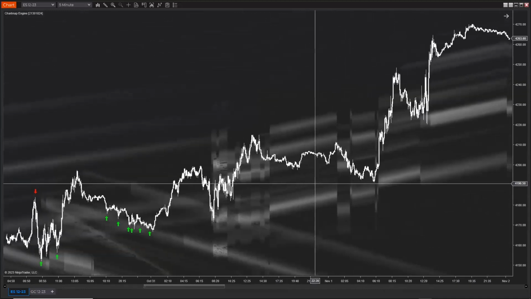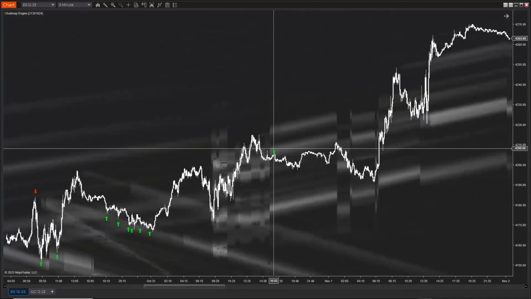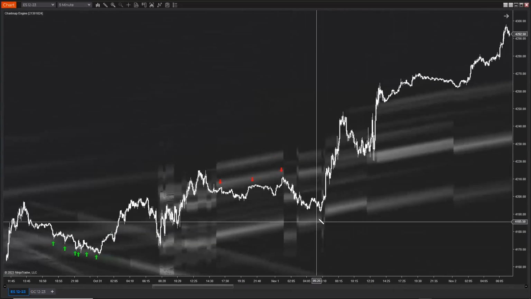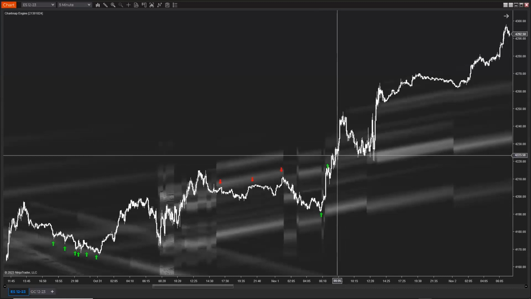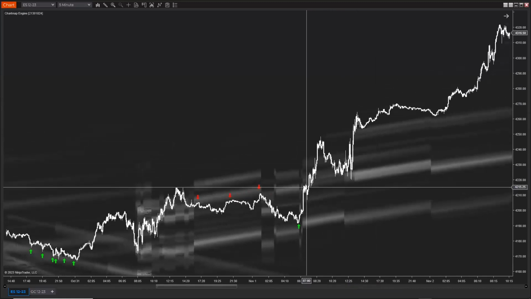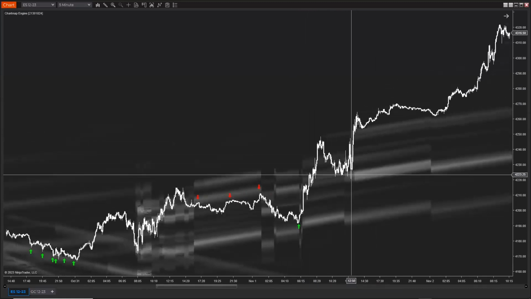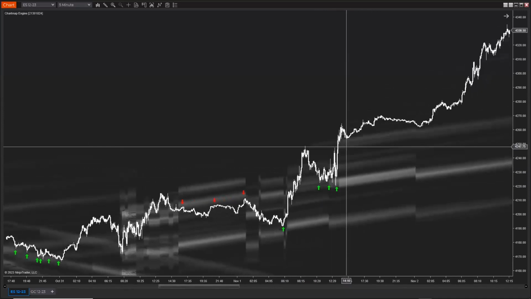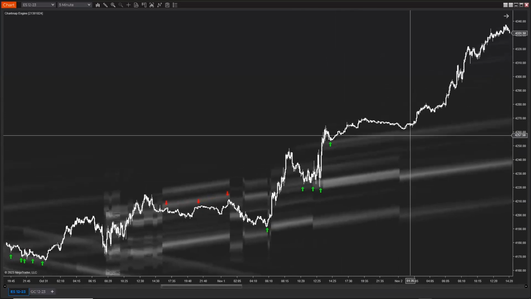So yeah, I can just keep drawing these things, right? I'll just scroll more quickly just so you can kind of see. This one we bust through, pull back to support at the low, bust through, pull back to support.